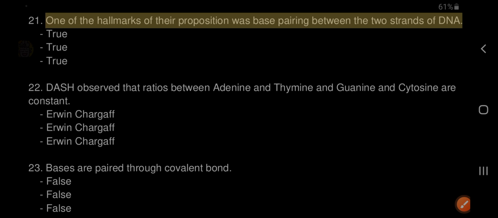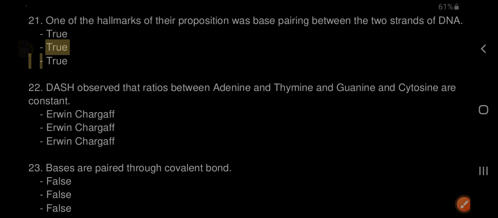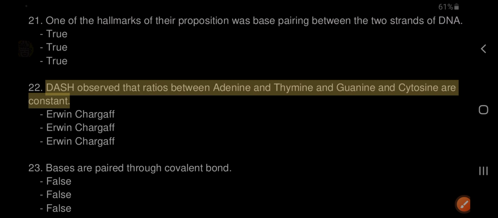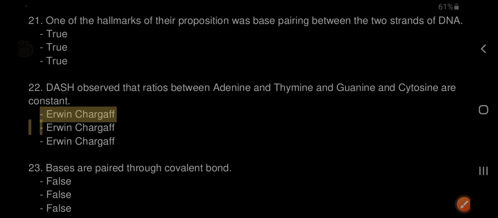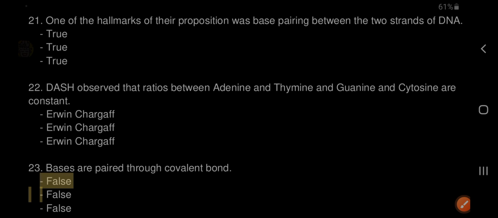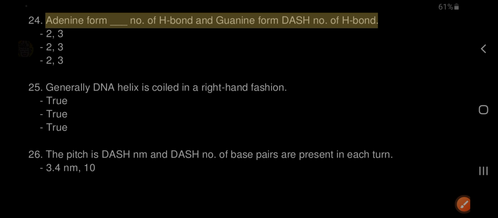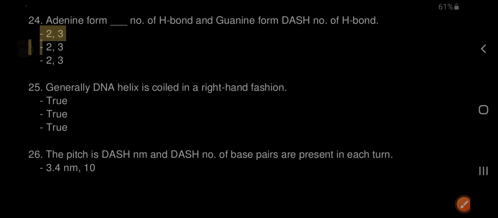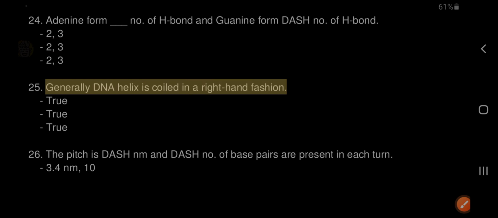21. One of the hallmarks of their proposition was base pairing between the two strands of DNA. True. 22. Dash observed that ratios between adenine and thymine and guanine and cytosine are constant. Erwin Chargaff. 23. Bases are paired through covalent bond. False. 24. Adenine forms dash number of H bonds and guanine forms dash number of H bonds. 2, 3. 25. Generally DNA helix is coiled in a right-handed fashion. True.